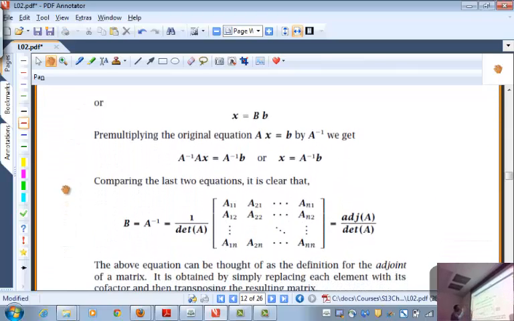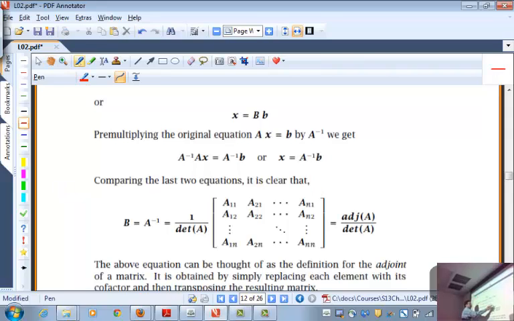Yeah, that's what we're talking about. X equals matrix B times B, but the interpretation for B is that it is A inverse. Okay. So in some linear algebra books, you might be introduced inverse as the adjoint of A divided by determinant of A, where adjoint of A is this entire thing for you. Okay.